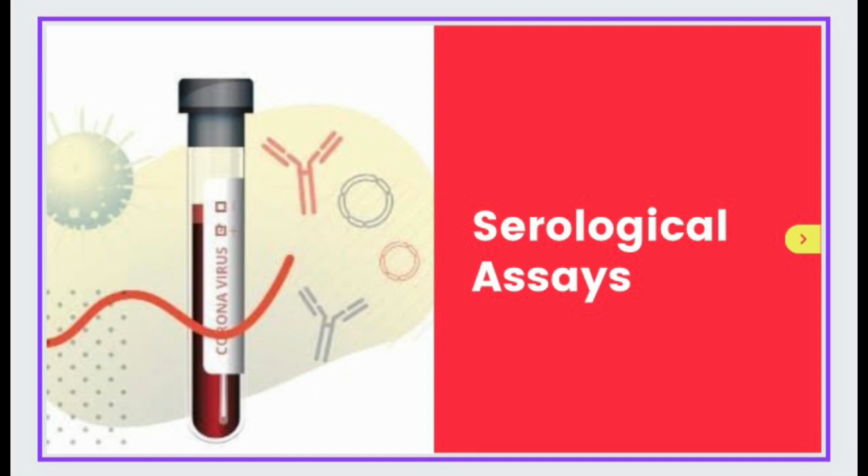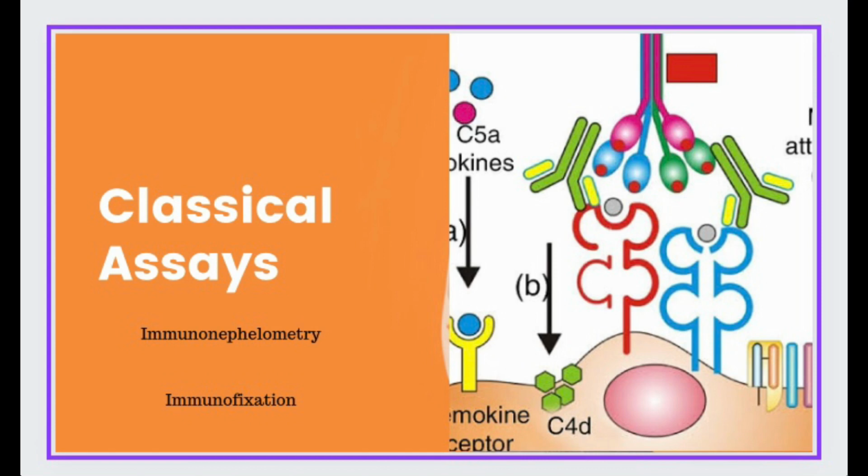The first test is the serological assays. So what is a serological assay? It is a laboratory test that checks for the presence of antibodies or other substances in a blood sample. Remember that positive and negative controls are mandatory for proper interpretation of results and for a proper diagnosis of a disease. The next test is the classical assays.